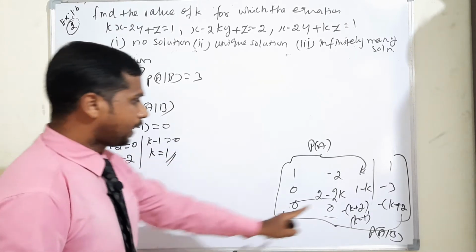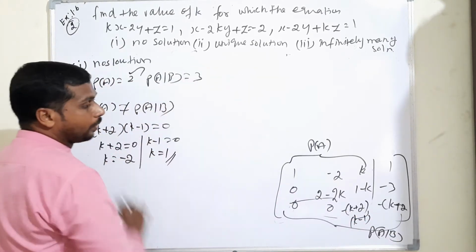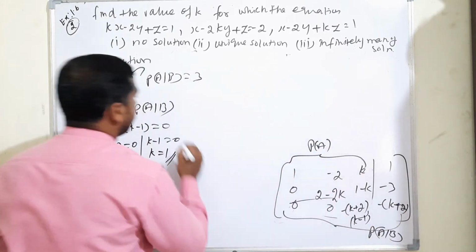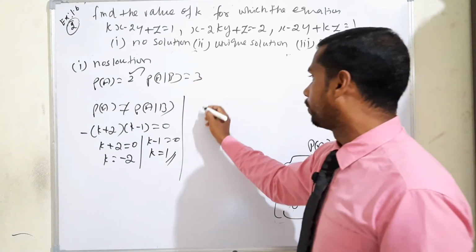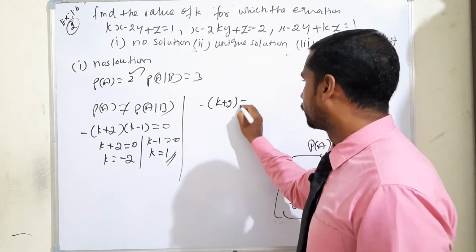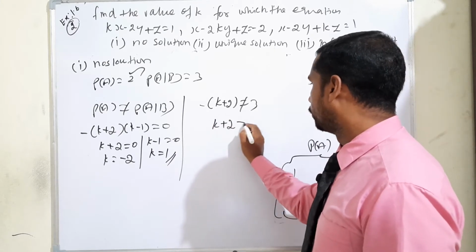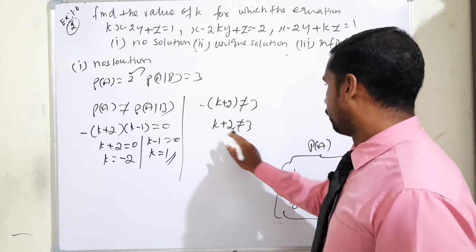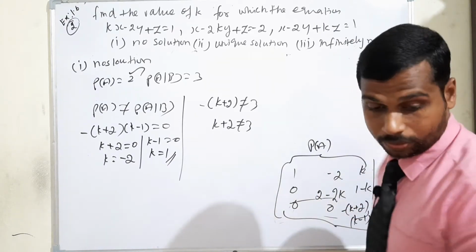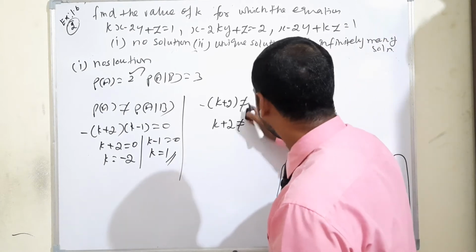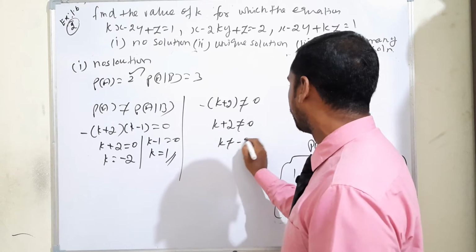So second one, rank of A with B. Rank of A with B is always equal to 3. Equal to 3 means what we have to do? Minus of k plus 2 not equal to 0, because it is equal to 3. Sorry my dear, not equal to 0, isn't it? So not equal to 0 means what we have to do? Plus 2 brought to the opposite side means k not equal to minus 2.